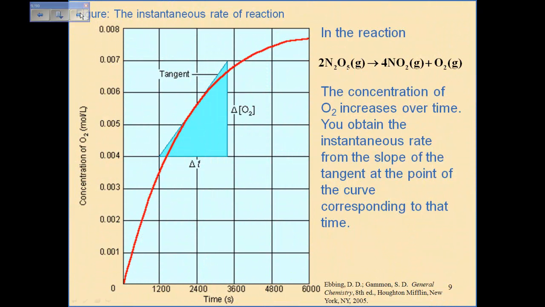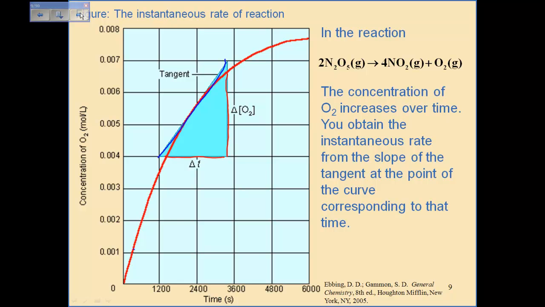Let's look at that in a graph. Over any period of time, say in this case delta t, over some change in concentration, there is a rate associated with it. You can obtain that instantaneous rate from the slope of the tangent at the point of that curve. So we can determine that slope by the tangent of where it intersects that line. That's the rate over that period of time.